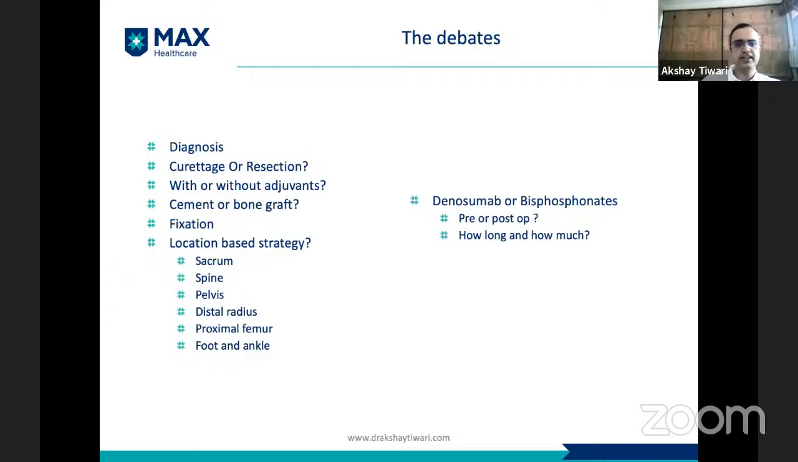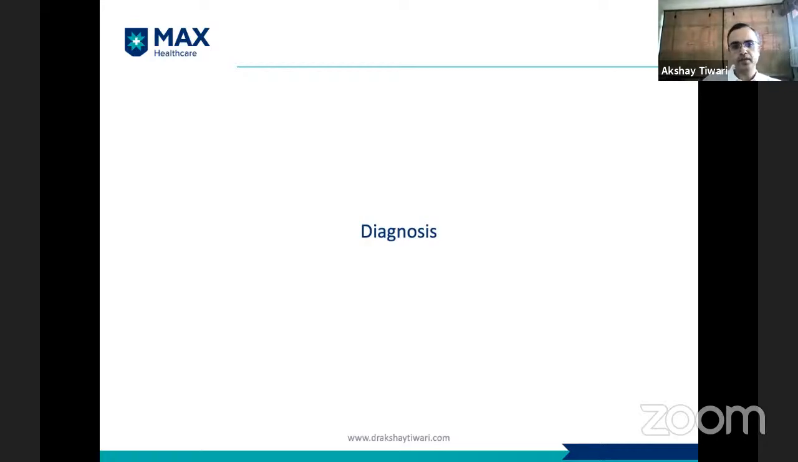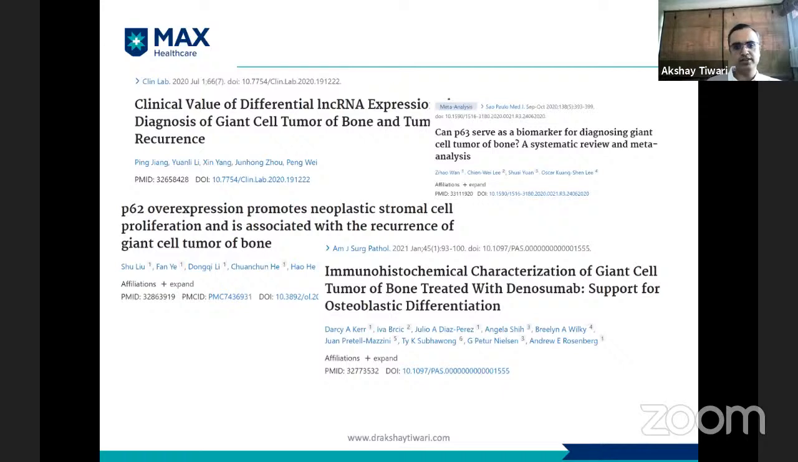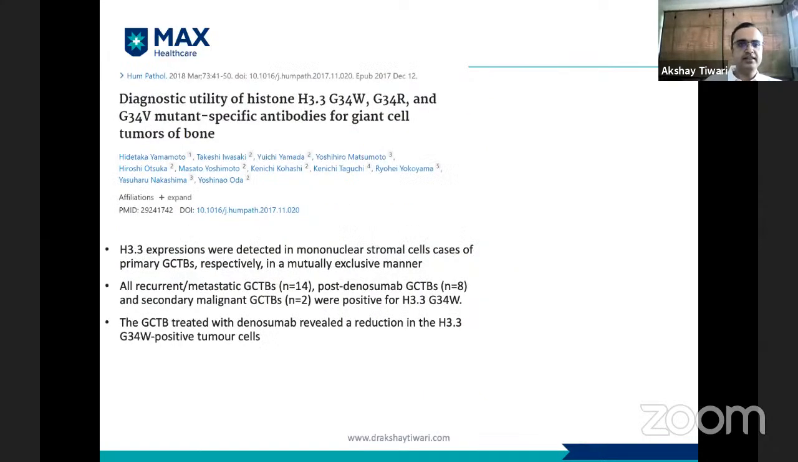And we'll just try and see what all we have learned in the last two decades as far as these points are concerned. A lot really has been done in terms of diagnosis, by way of immunohistochemical characterization and at the molecular level. But I think the most useful of these has been the utility of histone 3.3 mutant-specific antibodies. They've not only let us make a more confident diagnosis of giant cell tumor per se, they have been positive in recurrent metastatic giant cell tumors, post-denosumab, and giant cell tumors which had a secondary malignancy. And this was very useful to differentiate them from a de novo sarcoma having a giant cell rich appearance.